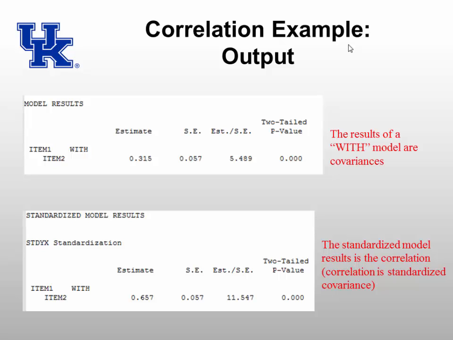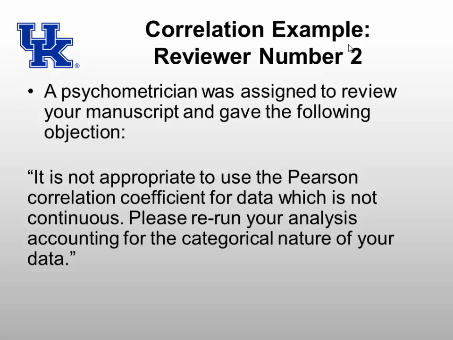I actually misspoke earlier when I said that the WITH was for correlation. WITH is for covariance, not for correlation. So the covariance between item 1 and item 2 is 0.315. Okay. The standardized model results, standardized covariance is correlation. So I find my correlations down here in the standardized results. For what it's worth, that correlation is also in a table called correlations in the sample statistics. But WITH tells you covariances, and the standardized model will give you the correlations.